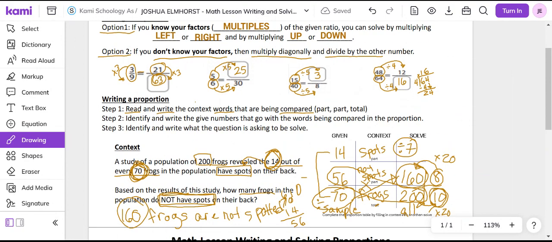So go ahead, open up your journals, glue this into your journal, front to back, side to side, do not skip a page.